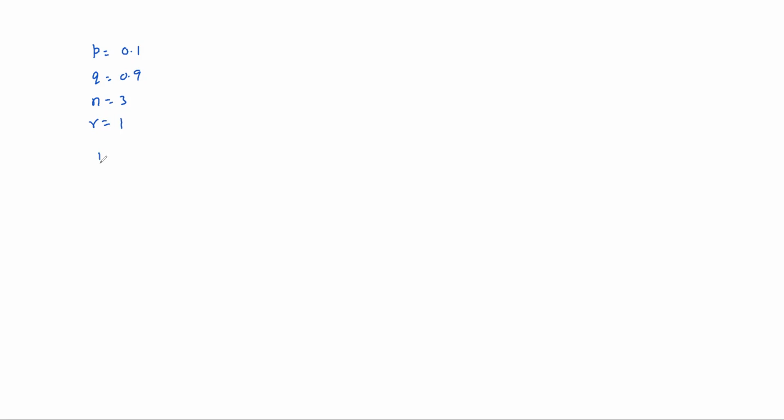That means probability of x equal to 1 equals NCR, that is 3C1, 0.1 to the power of 1 into 0.9 to the power of 2, equal to how much? 0.243. Okay, so like that.